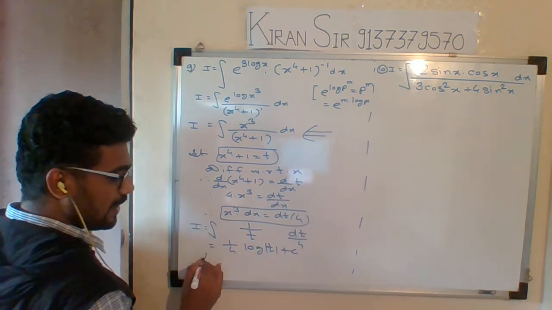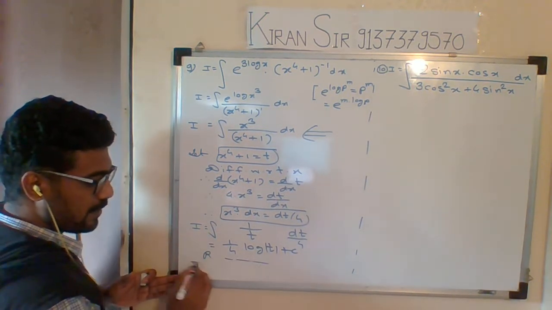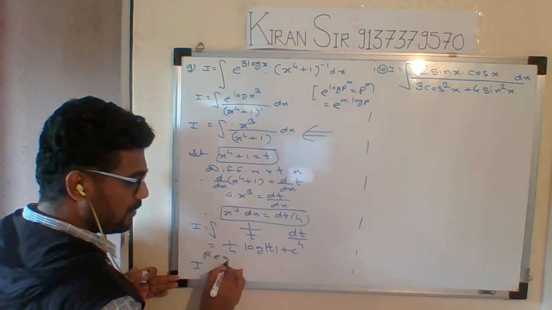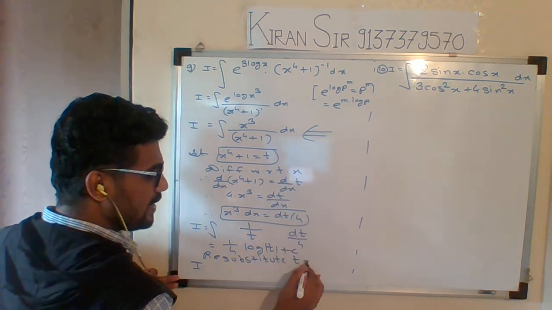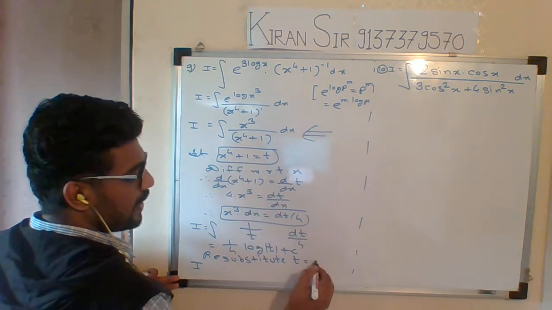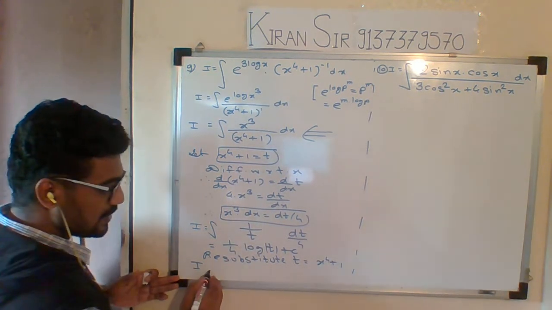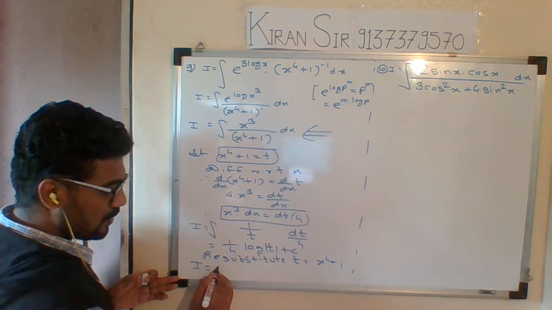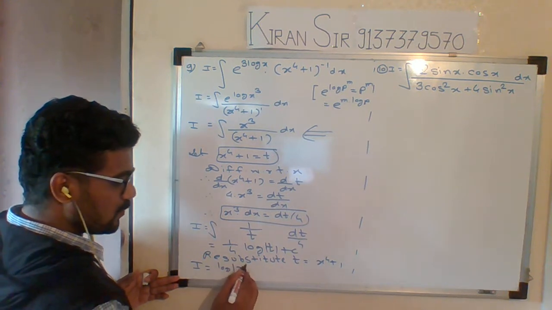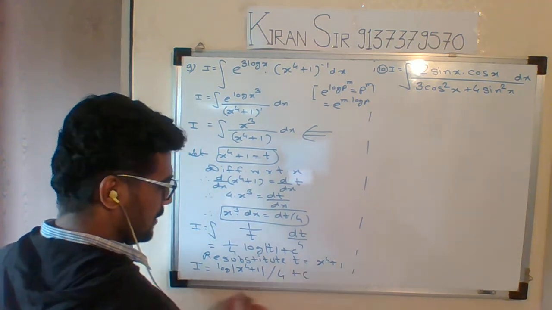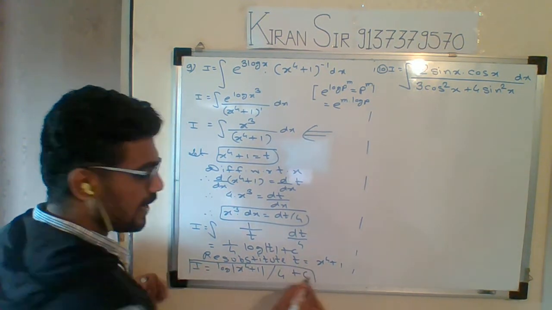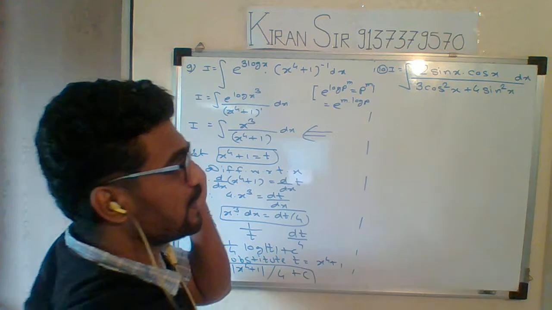After that you know what to do: resubstitute. After resubstituting, let me write it in full form. t equals what? t is our x raised to 4 plus 1. What is the final answer? The final answer is log of x raised to 4 plus 1, upon 4, plus c. This is the final answer of your I.